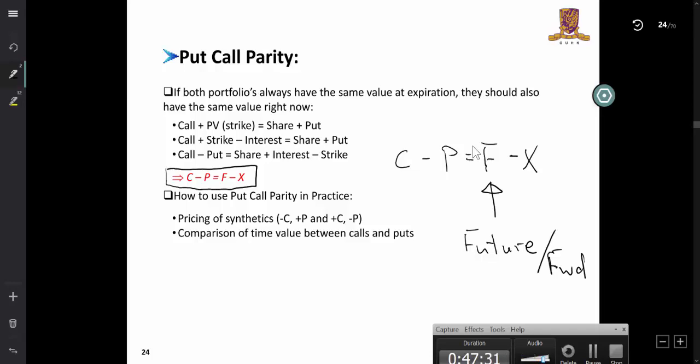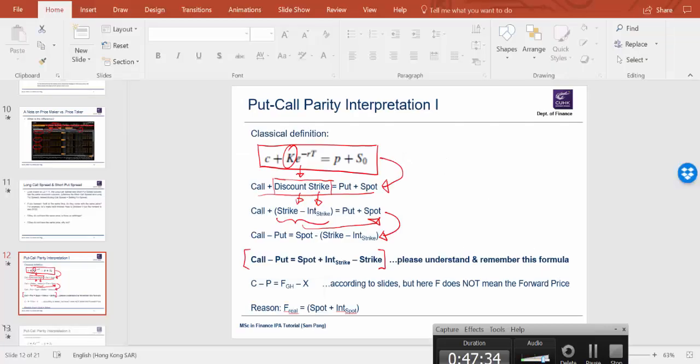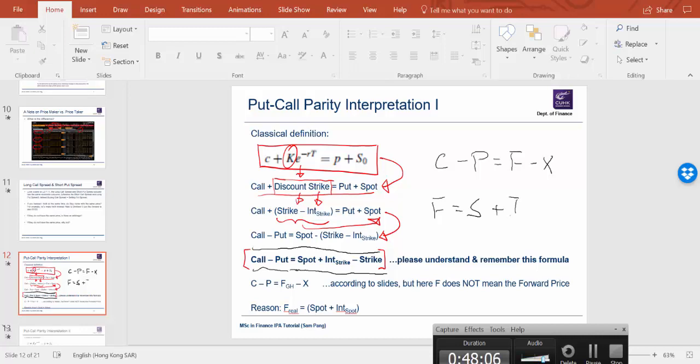Okay, I'll go back to my notes. So you've got this call minus put is equal to spot plus interest on the strike minus the strike. Now this is correct. This actually is correct. And then they would shorten it to C minus P, let me write that here, equals F minus X, whereas F actually represents the spot price plus interest on the strike.